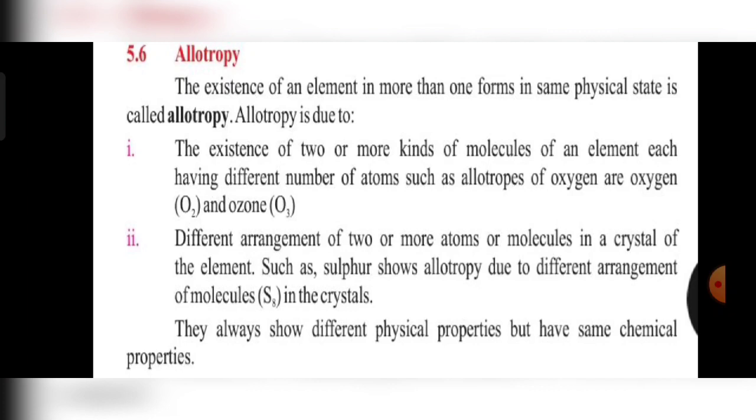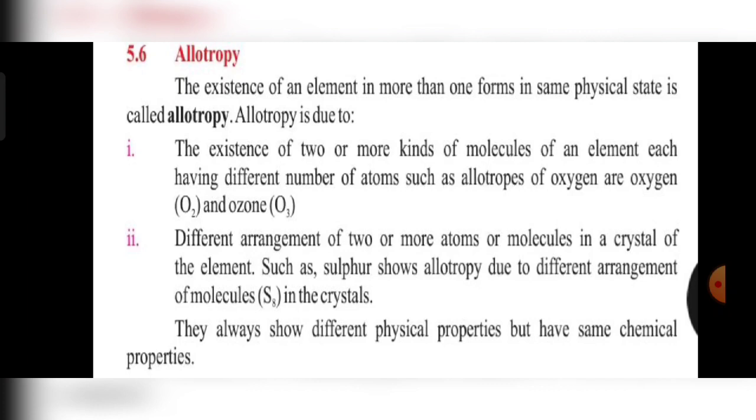Listen guys, you can see here the existence of two or more kinds of molecules of an element. For example, when two atoms of the element oxygen combine, they form oxygen, and when three atoms of oxygen combine, they form ozone. Oxygen and ozone have the same chemical properties, but the existence of oxygen in two forms is called its allotropic form.